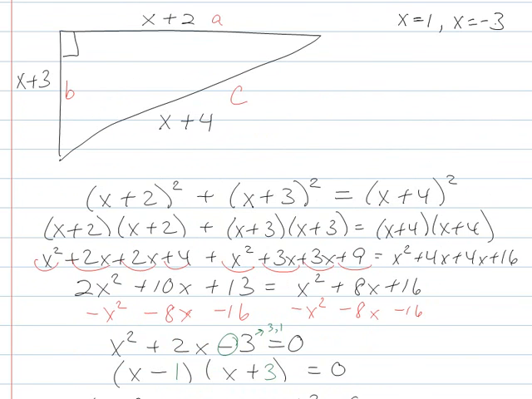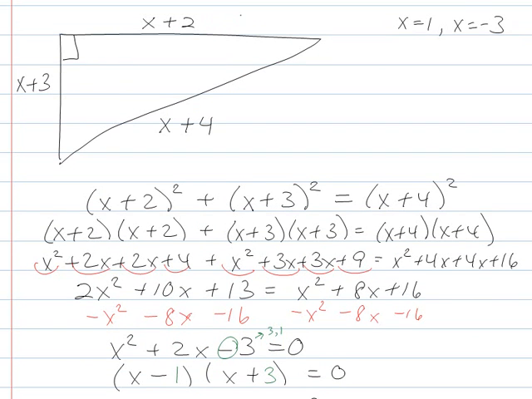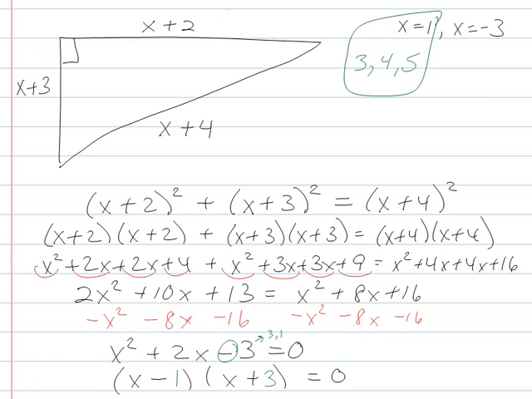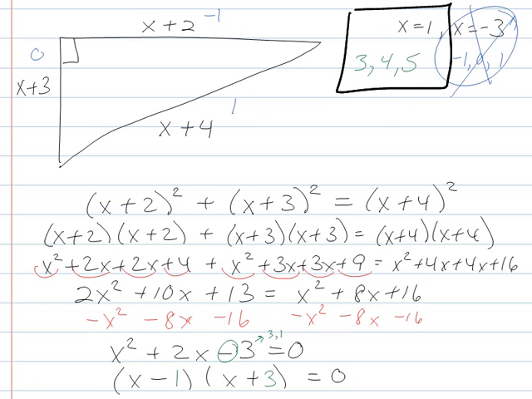So let's see which one makes sense. Now, if x equals 1, my sides are going to be 1 plus 2 is 3, 1 plus 3 is 4, 1 plus 4 is 5. So those are all legitimate values for a length. My sides would be 3, 4, and 5. But if x was negative 3, my sides would be negative 1, 0, and 1, which is clearly a terrible idea. So I could say, alrighty, this is x, and those are the sides of my triangle.